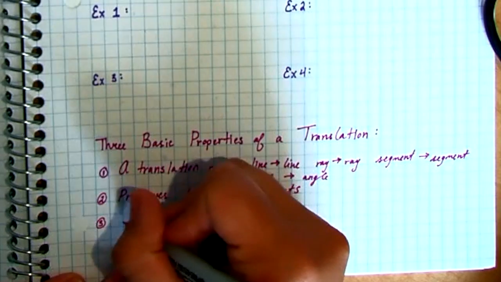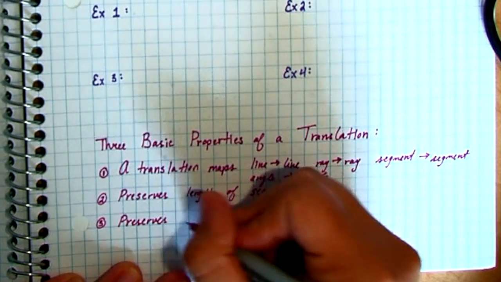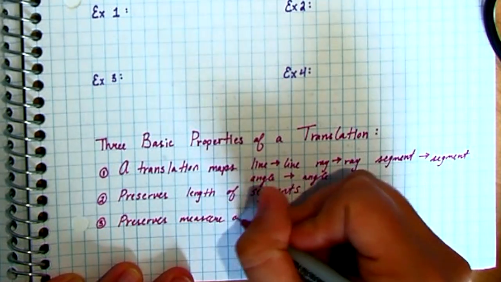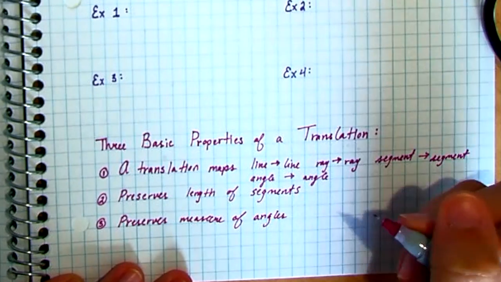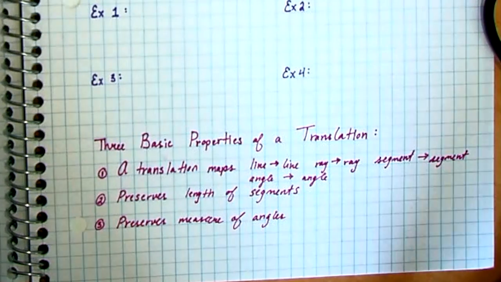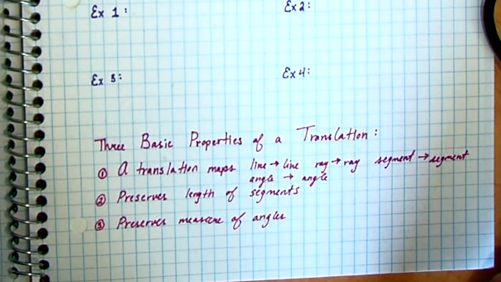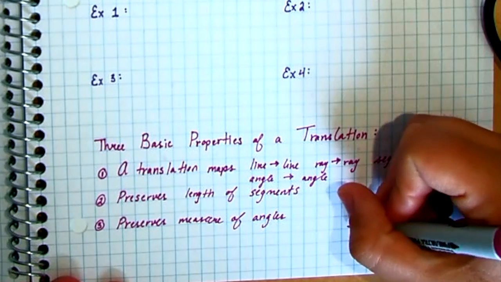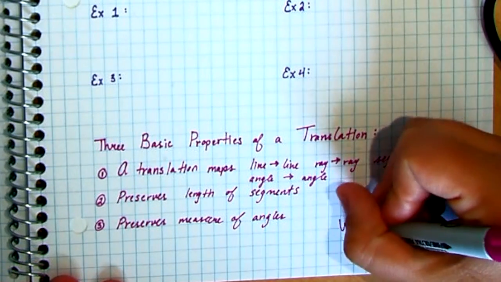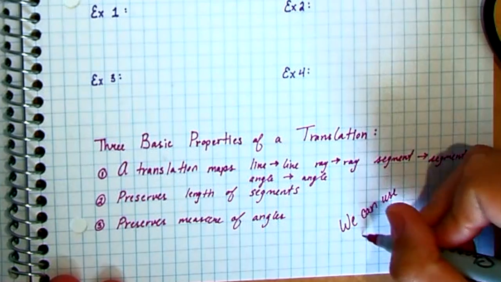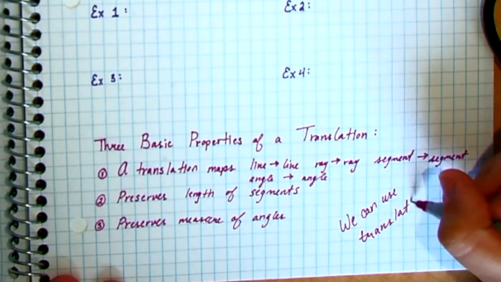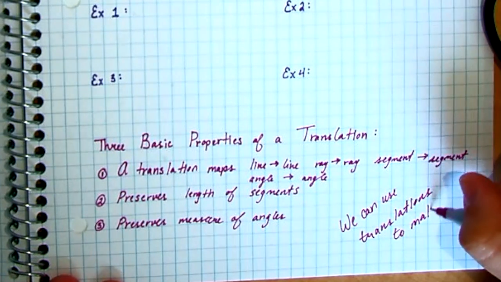The second basic property is that it's going to preserve the length of a segment, so we just discussed that. And the third is that it's going to preserve the measure of an angle. So whenever you perform a translation on a shape, on an angle, on a line, it's going to preserve its measurements, which is really helpful for checking to see if the transformation is actually working. But mainly we use transformations to copy various figures.